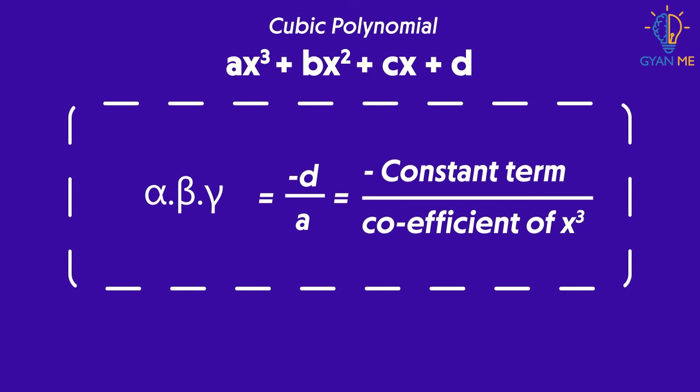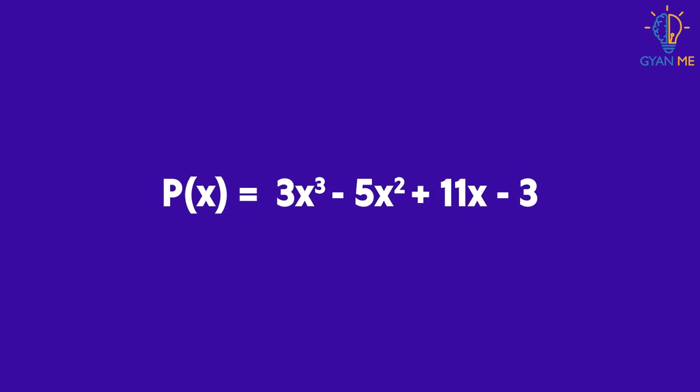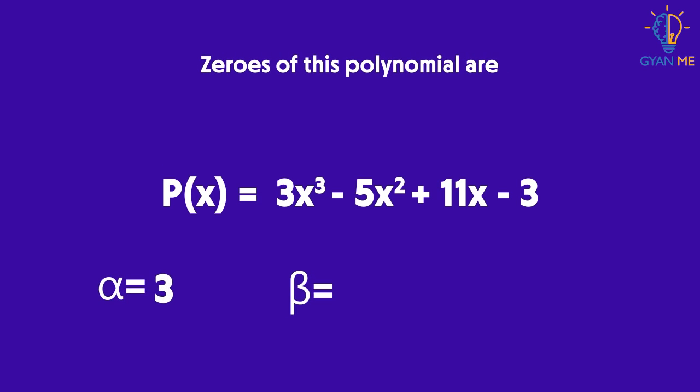Verify this by yourself with one example I give you. Say p of x is equal to 3x cube minus 5x square minus 11x minus 3. Zeros of this polynomial are 3, minus 1 and 1 upon 3.